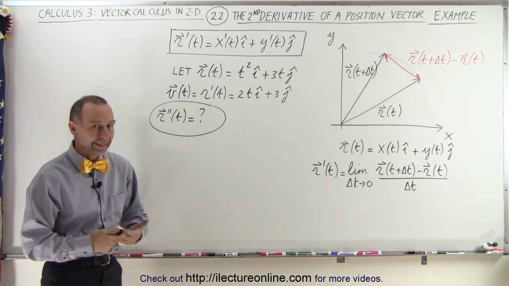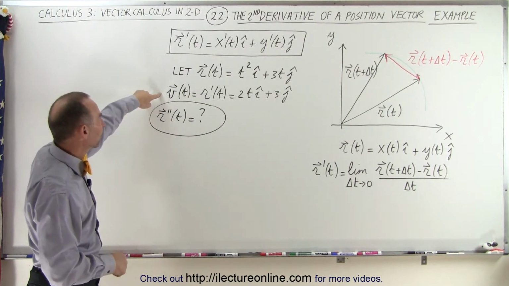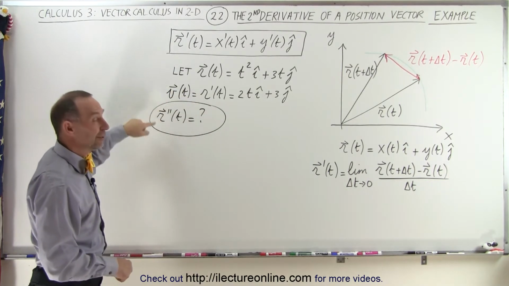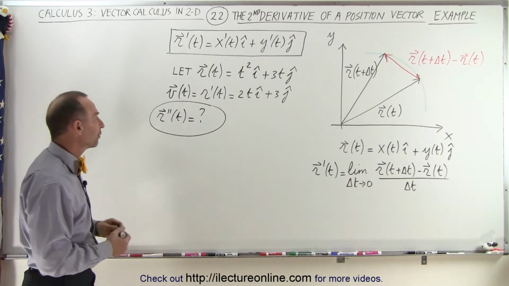Here we're going to take a look at the second derivative of a position vector. We realize that the first derivative is equal to the velocity. So what's the second derivative equal to? And you guessed it, it's equal to the acceleration of the particle.